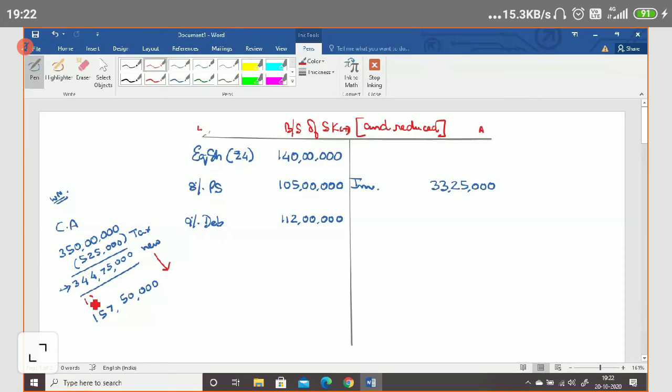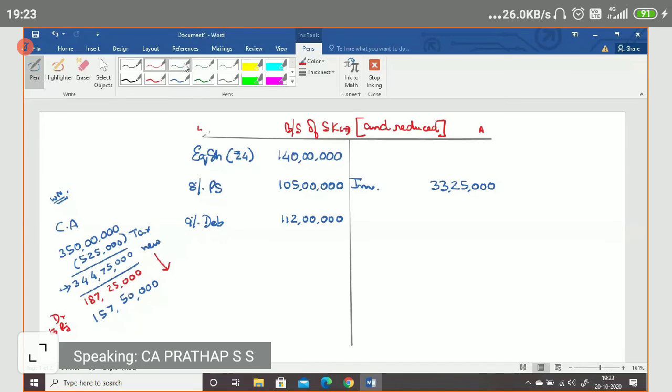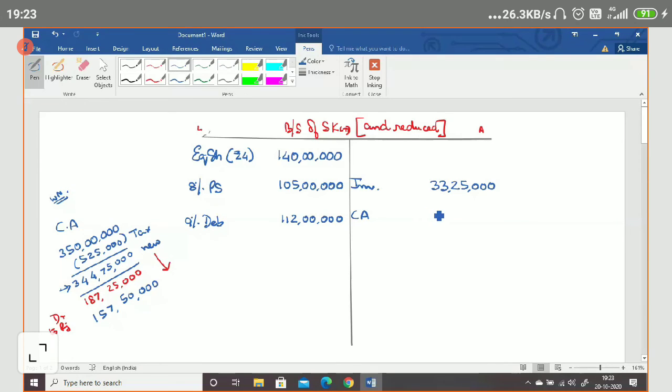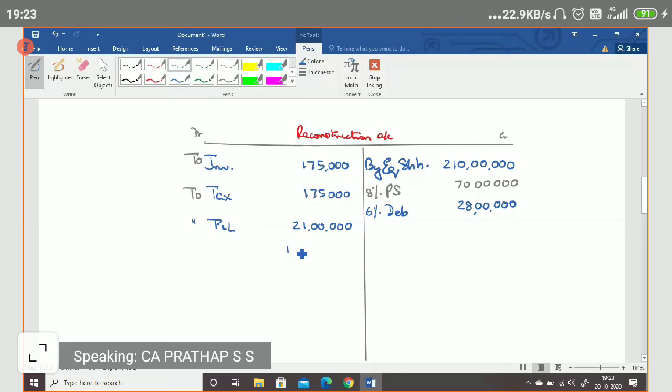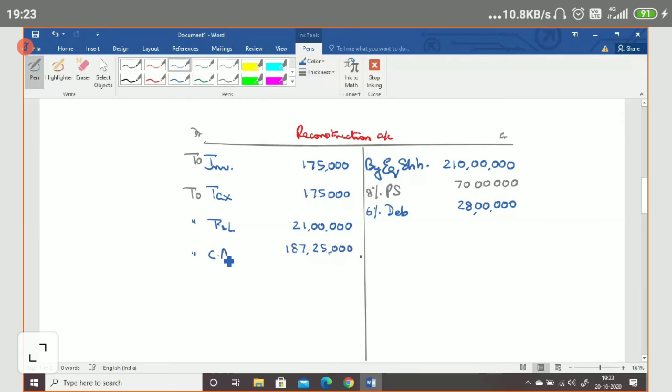187 lakhs 25,000 is the loss. So this will be debited to reconstruction account. Since we are in the same balance sheet, let us post it. So current assets are 157 lakhs 50,000. And the loss 187.25. Fall in the value of current assets.